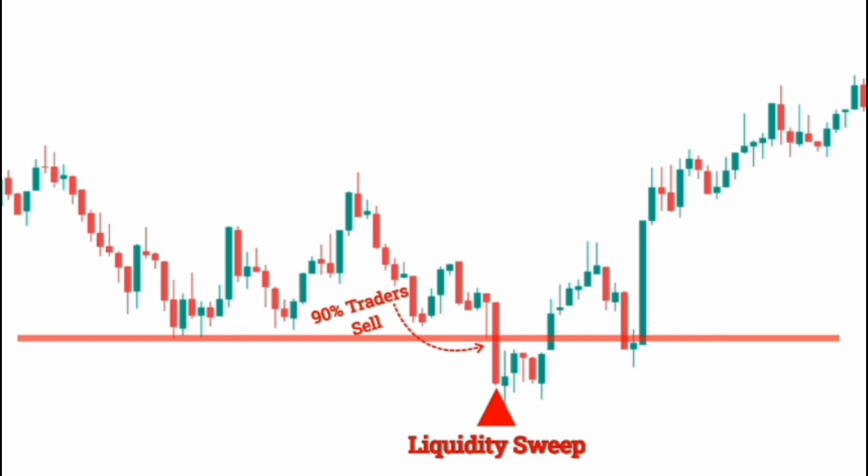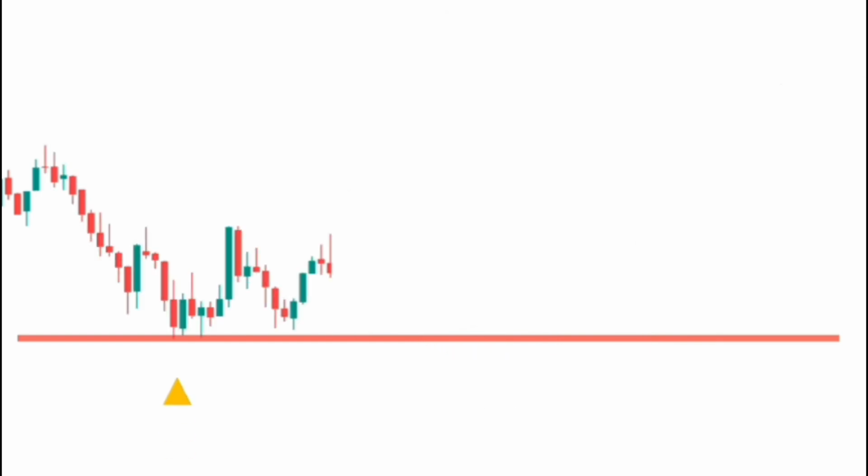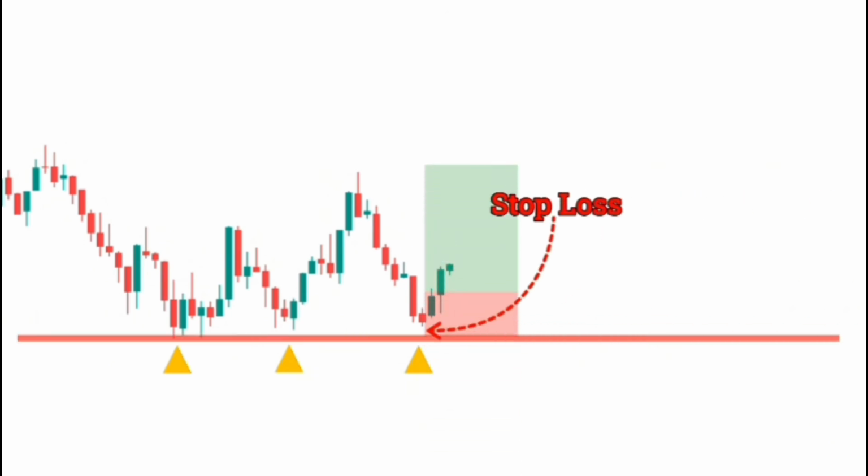Imagine the chart forms a series of equal lows. Retail traders see it as strong support. They buy the market and place their stop losses just below those lows. Institutions know exactly where those stop losses are. So what happens next?